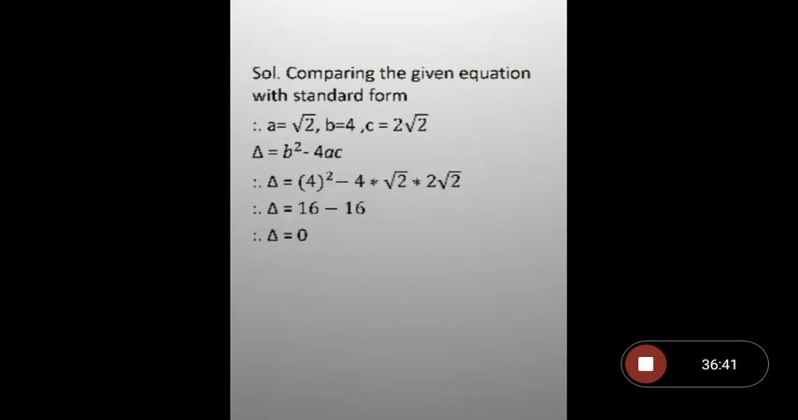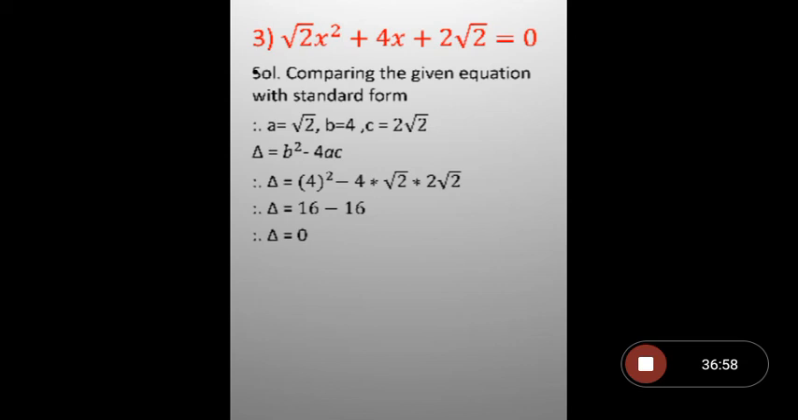Third question is root 2 x square plus 4x plus 2 root 2 is equals to 0. Comparing this with the standard form, a is equals to root 2, b is equals to 4 and c is equals to 2 root 2.